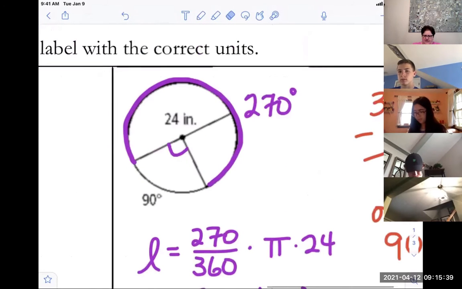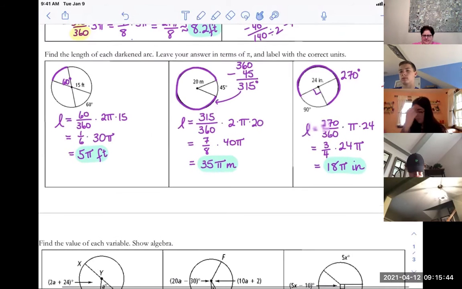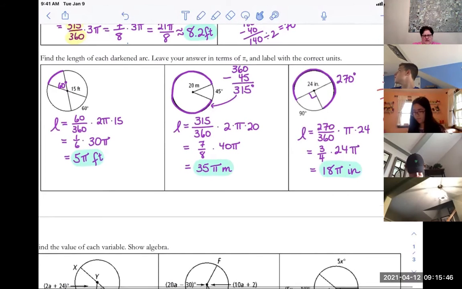Sorry, I'm trying to put a right angle there. It's not correct. Okay, and again, arc length is not a degree answer. It's how far you would have to walk from one endpoint of the arc to the other one along the circle.